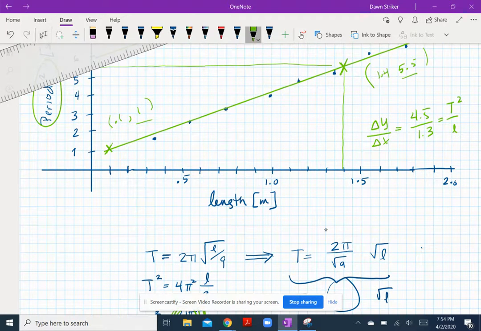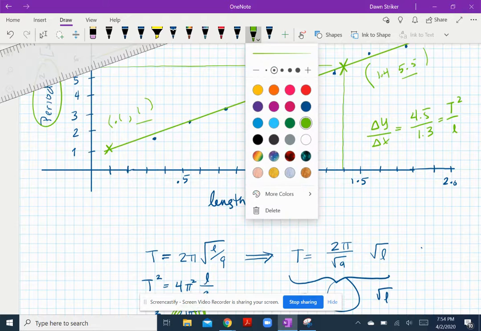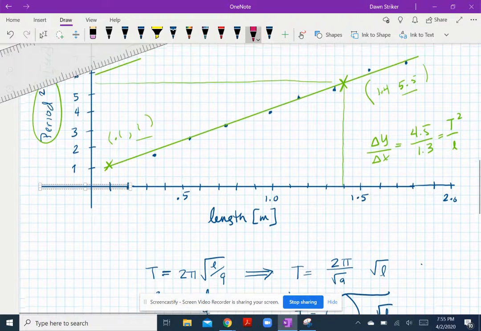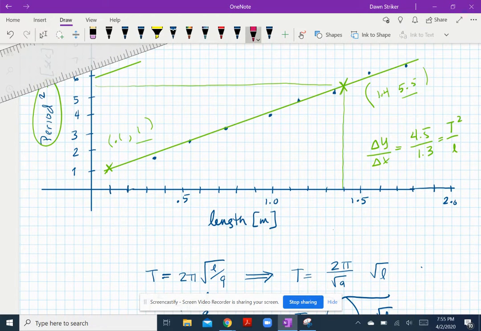Now, why is that an advantage over using one point? And Bridget, this is what I was trying to get at. Why is it better to use the line than to use one particular point? Look at each of these points. This point is a little below the line. This point is on the line. This point's on the line. This one's a little below. This is a little bit above. This one's a little bit above. This one's a little bit below. This one's a little bit below.